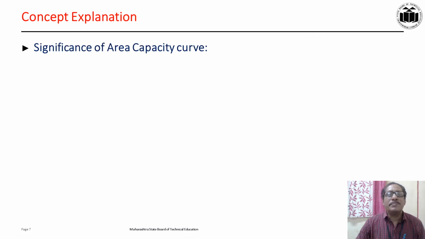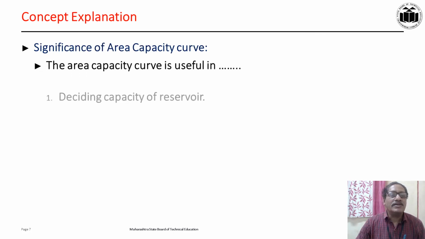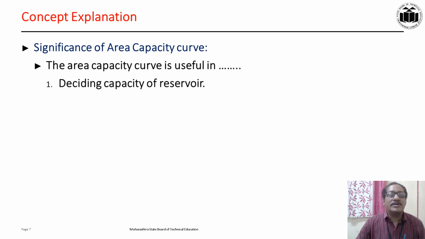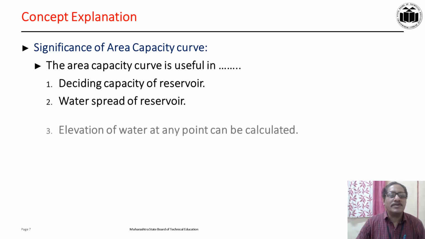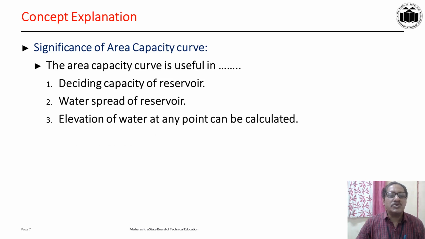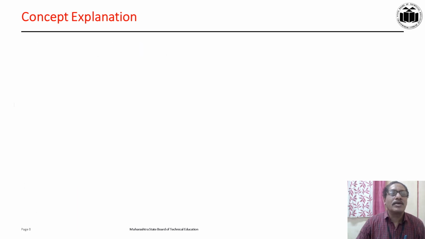The significance of area capacity curve is that it is useful in finding out the capacity of the reservoir. It can also be useful for determining the water spread of the reservoir. It is also useful in finding out the elevation of water spread at any point. It is also useful for determining the control levels of the dam.